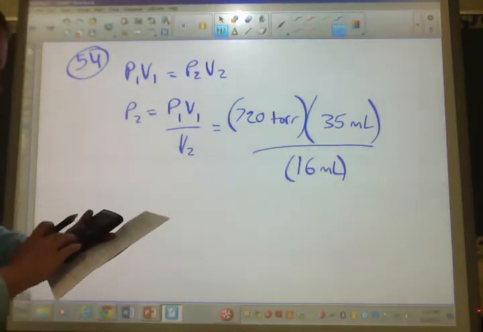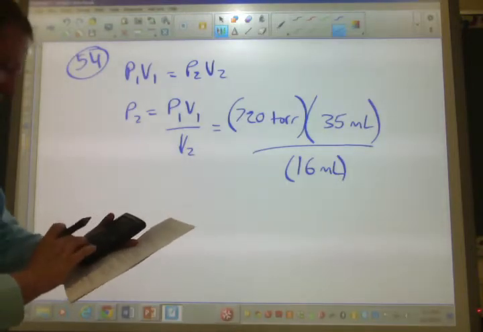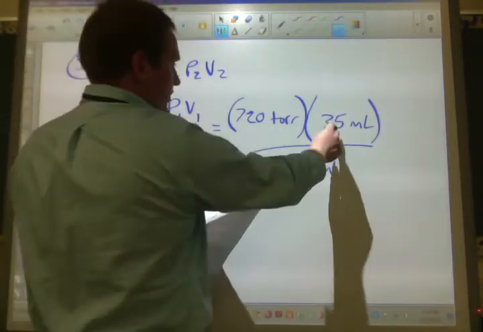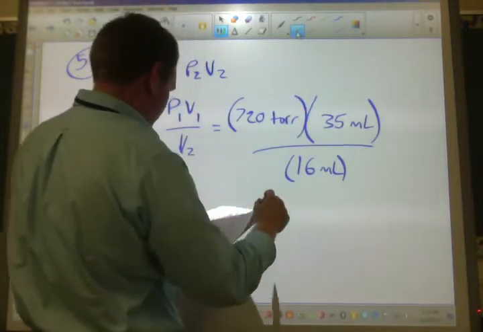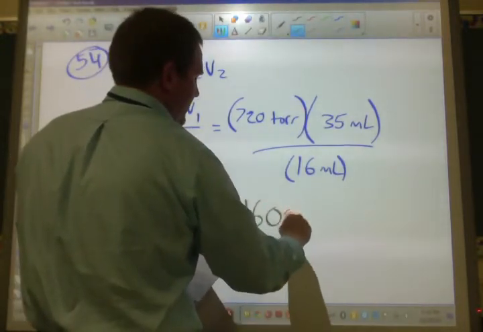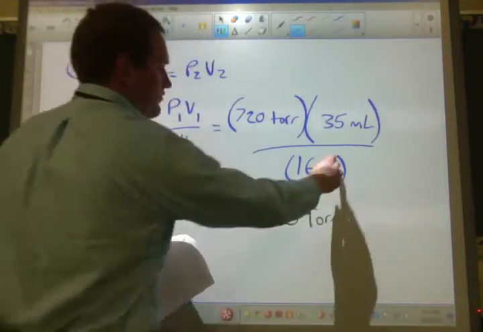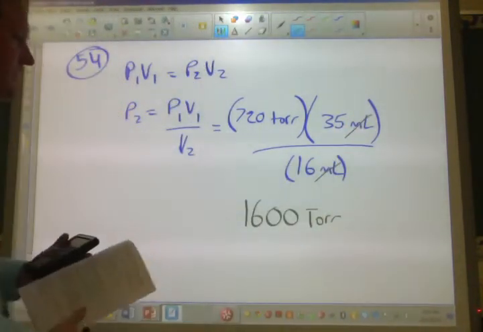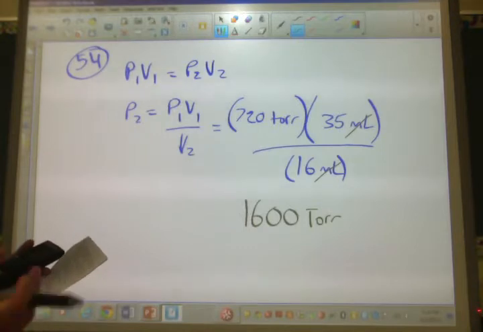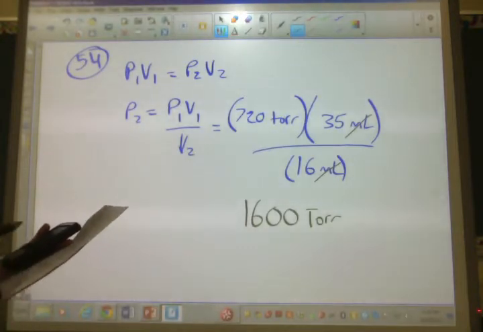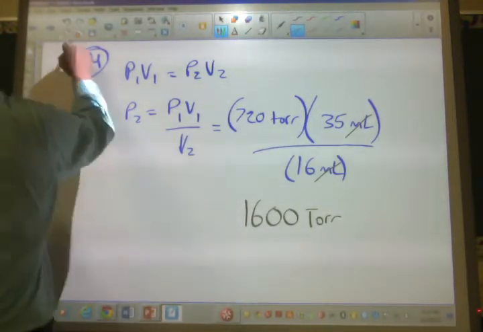So it's 720 times 35 over 16. And with 2 sig figs, my answer comes out to 1600 torr. So if you adjust the pressure to 1600 torr, the volume would shrink. Alright, 55.